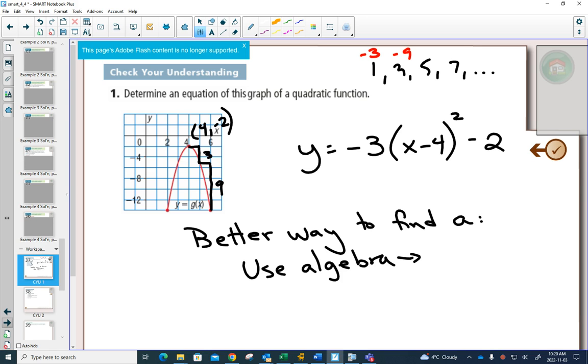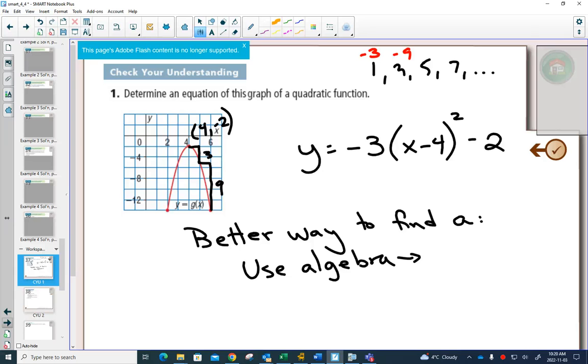A better way to find A. Because can you see yourself screwing up in counting? And over 1, down 2. And what happens if A was like over 1, down 4.32? Right? You'd be like, I can't tell exactly. And it could be decimals like that. So the over 1, down 1, over 1, down 3, over 1, down 5 is great if the numbers are nice. It is a shortcut. But with all good shortcuts, they don't always work. And if you don't have a better way, then you might get it wrong. So the better way to find A is to use algebra.